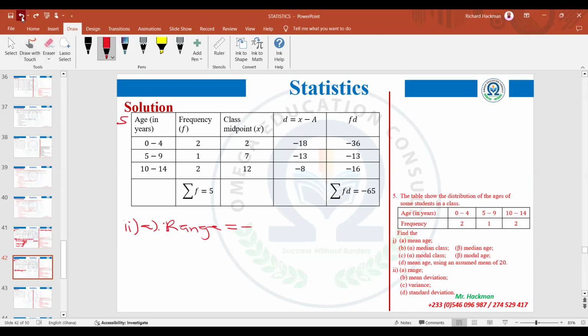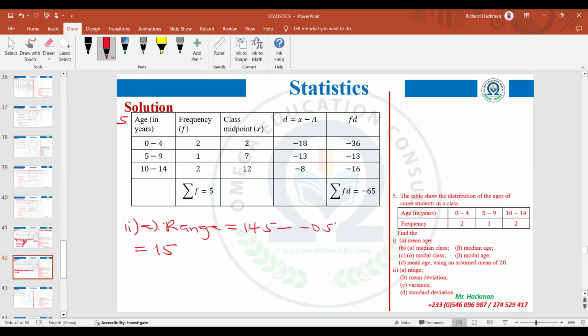I think I can go back because I'm in the editing mode. So now what do we have? We have 14.5. Remember, you add 0.5 to the upper limit to get the upper boundary, then minus 0.5. So in effect, we are going to get plus 0.5, which will give us 15. Is that clear? Take notes. So we are done with the range.